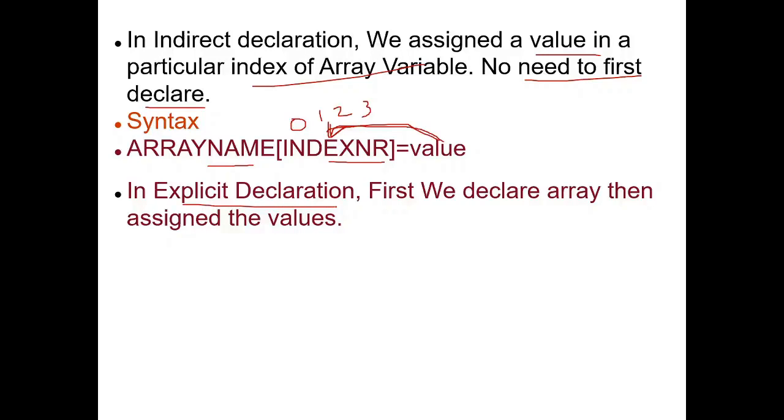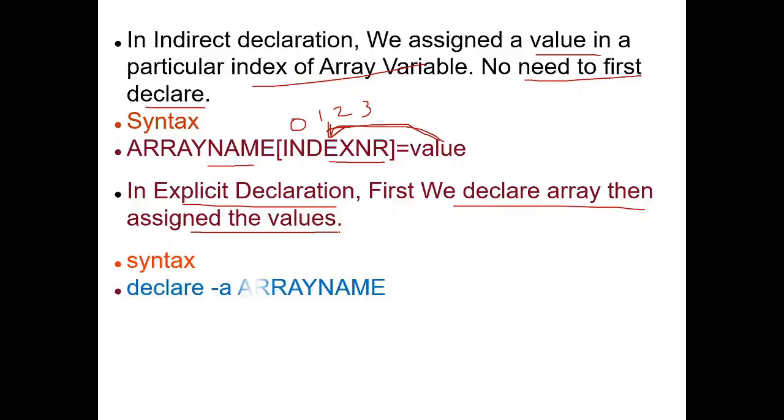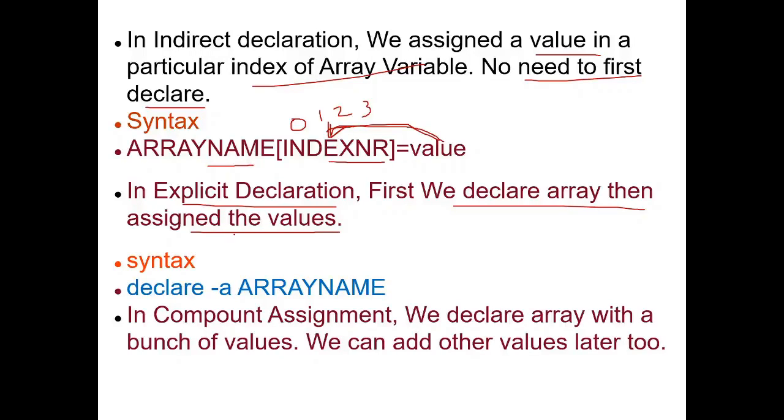In explicit declaration, first we declare the array, then assign the values. Syntax. See, this is the way to declare an array in shell scripting. The hyphen a is very important here. This indicates that this array name is an array. And then you can make the assignment, same like this.